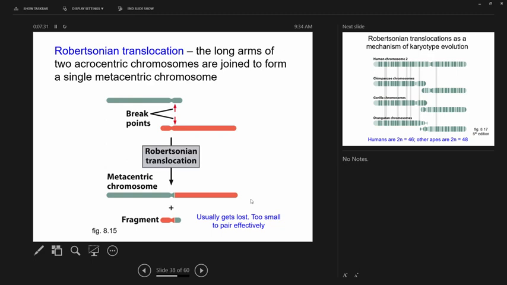So a Robertsonian translocation is when you actually get breakage resulting in 2 smaller chromosomes combining to make one large chromosome. So if you have a break here and a break here, and there's not too much on the ends that's important, you know, these are going to be acrocentric or telocentric chromosomes where the centromere is very close to the end, you can actually get one either metacentric or submetacentric chromosome where the centromere is either right in the middle or just off to one side, and a little fragment that as indicated here usually gets lost.